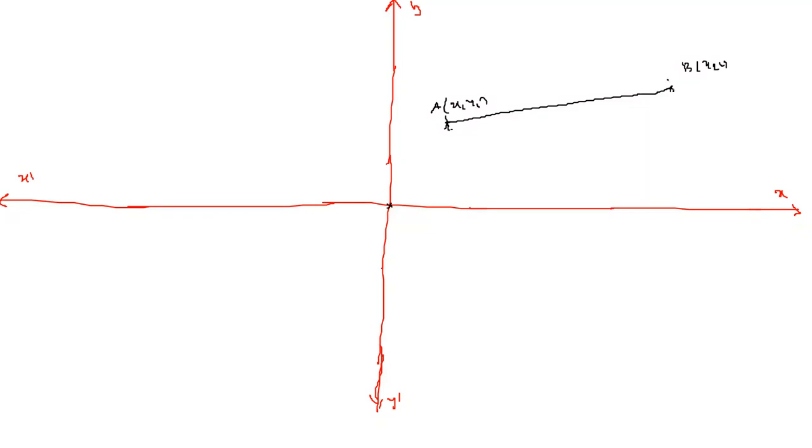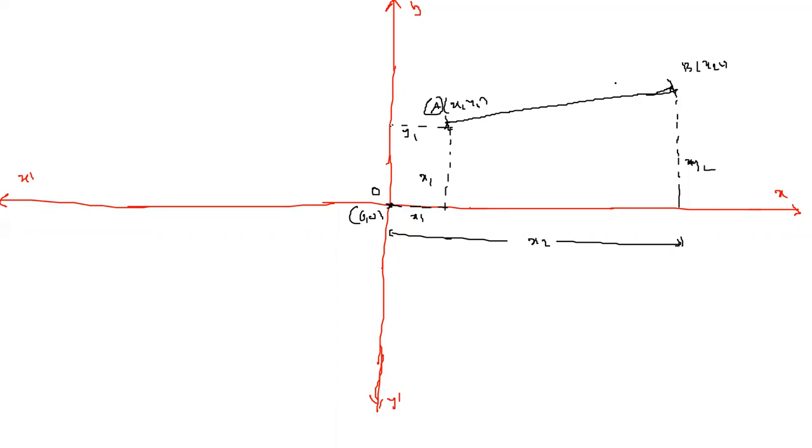With the help of the distance formula, I can calculate the distance. What is the location of A with respect to the origin? It is x1 distance from the origin along the x-axis and y1 distance along the y-axis. That is how we can discuss the position. For B, it is x2 distance along the x-axis and y2 distance along the y-axis from the origin. So this is y2, this is x1 and this is x2. Like this, you can discuss the position.